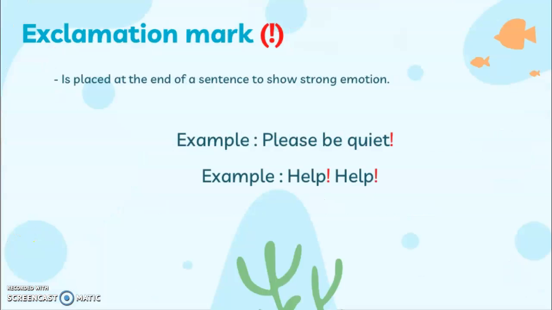Okay. Next, the exclamation mark is placed at the end of a sentence to show strong emotion. So the exclamation mark is related to strong emotion. For example, please be quiet! So you have to put the exclamation mark. If you don't put it, please be quiet, it does not attach any emotion. So if you're expecting something in action, you have to put it, please be quiet! And the second one, help, help! When you include this exclamation mark, it indicates an emergency. Instead of, help, help. So it makes a lot of difference.